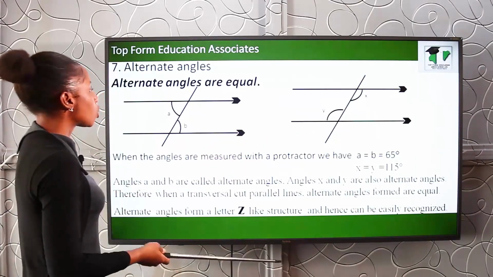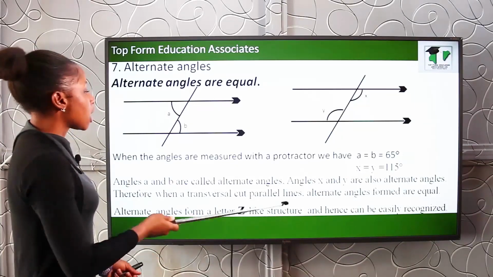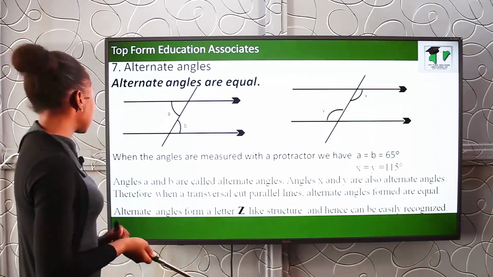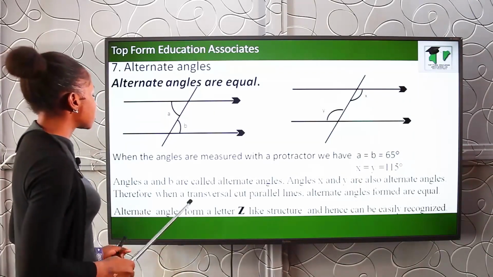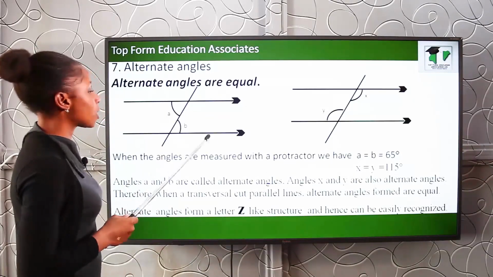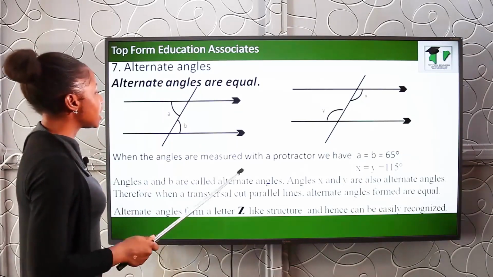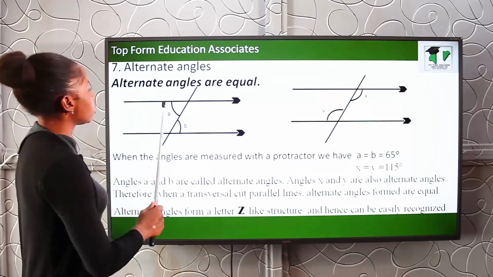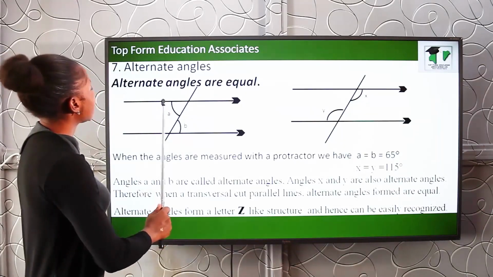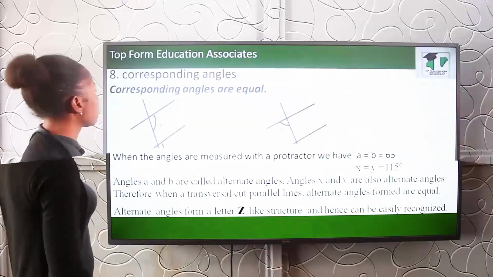All right, so in essence, alternate angles are equal. Angles X and Y are alternate, so are angles A and B. Therefore, when a transversal cuts parallel lines, the alternate angles formed are equal. Alternate angles have a Z-like structure, like the letter Z, so you can easily recognize them using the letter Z.